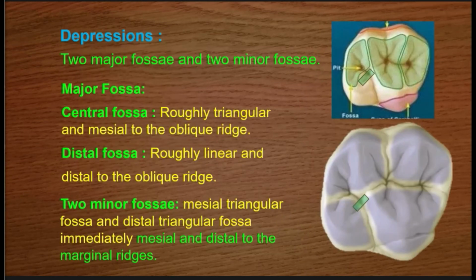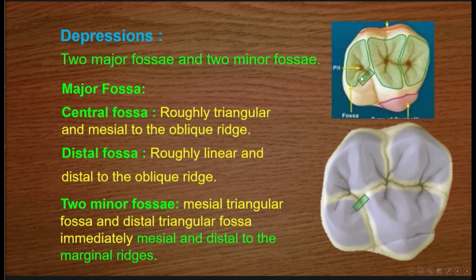What are the elevations and depressions present on the occlusal surface? Depressions: two major fossas and two minor fossas are present. Major fossa, one is the central fossa. This is a major fossa. The central fossa is roughly triangular and mesial to the oblique ridge. This is the oblique ridge. This is the mesiolingual cusp. So the central fossa is on the mesial side of the oblique ridge. The oblique ridge is always to the distal side.